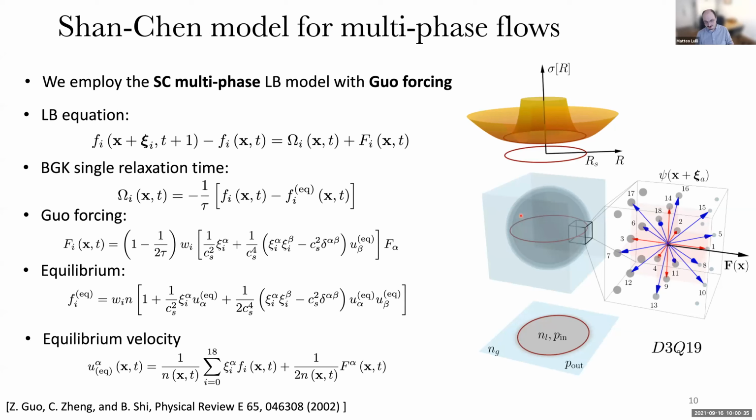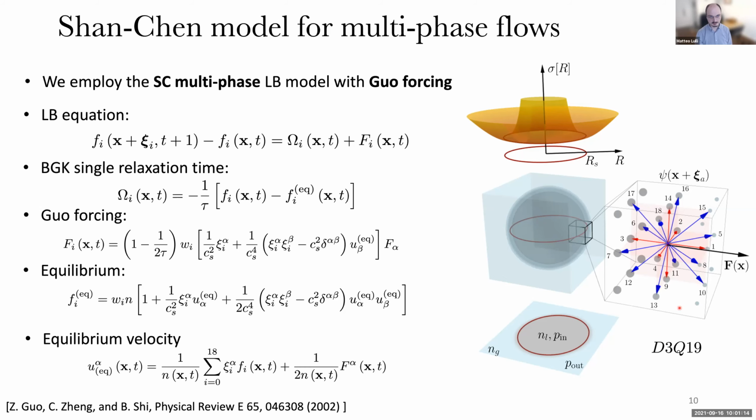Actually, we basically used the simplest implementation of the Shan-Chen multi-phase model, and I'm reporting here very quickly the details. We use this lattice-Boltzmann equation with a forcing term. The collisional term is the single relaxation time BGK. Then we use the Guo forcing, and the equilibrium is, as usual, the Taylor expansion to second order in the velocities, and the equilibrium velocity is shifted in this way. We're using the D3Q19, which is depicted here.